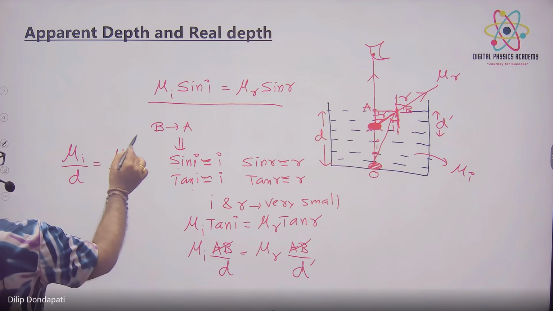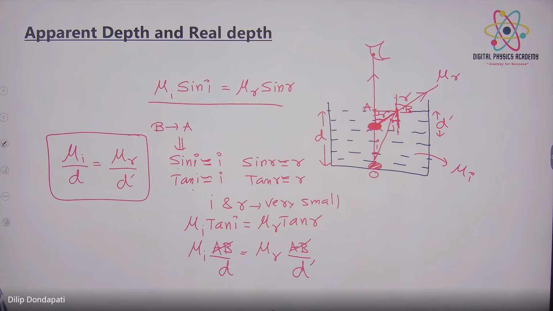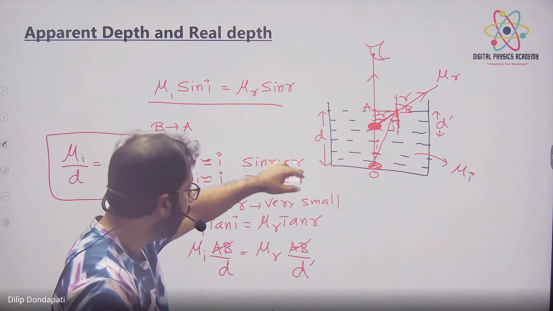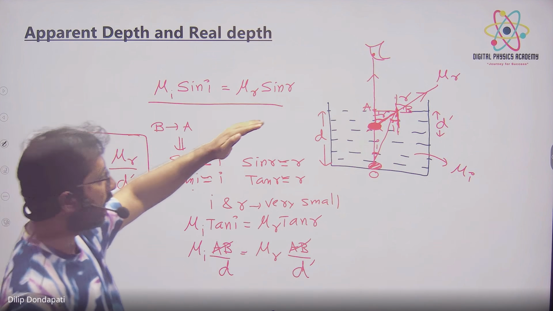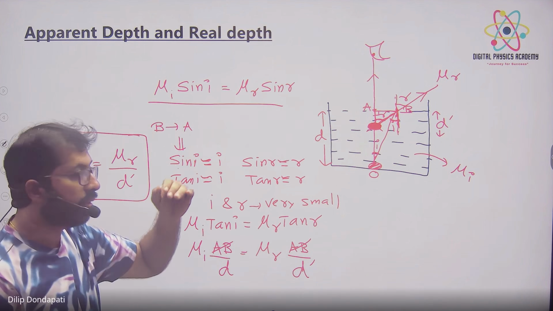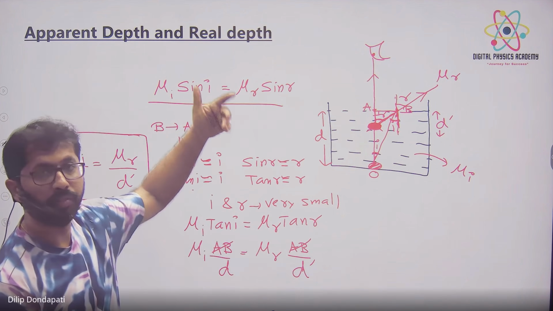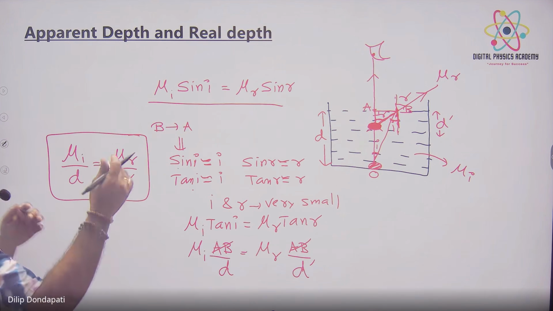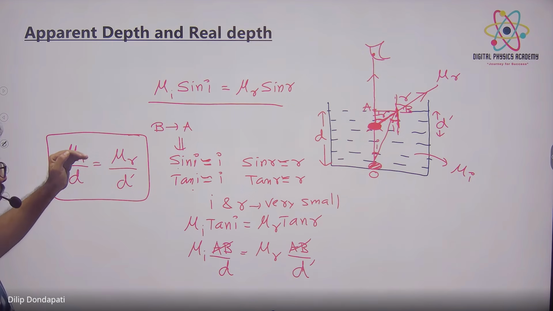This is the relationship between apparent depth and real depth. Real depth is D, apparent depth is D dash. And always we should calculate from the surface of water. Sometimes it can be above, sometimes it can be below also. Anything can happen, above or below depending on the refractive index change. So mu I by D is equal to mu R by D dash.